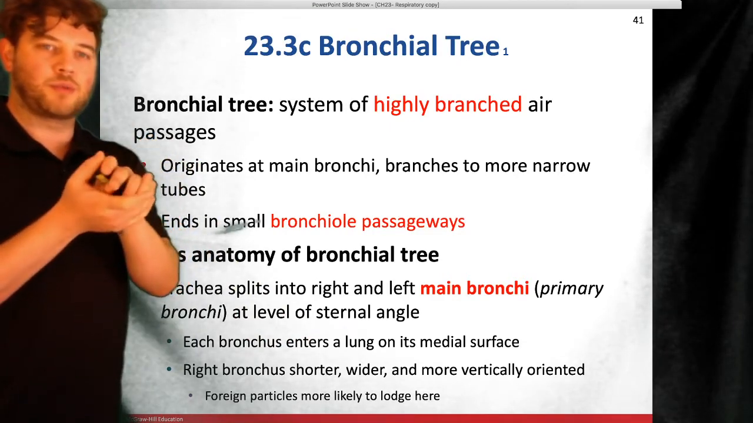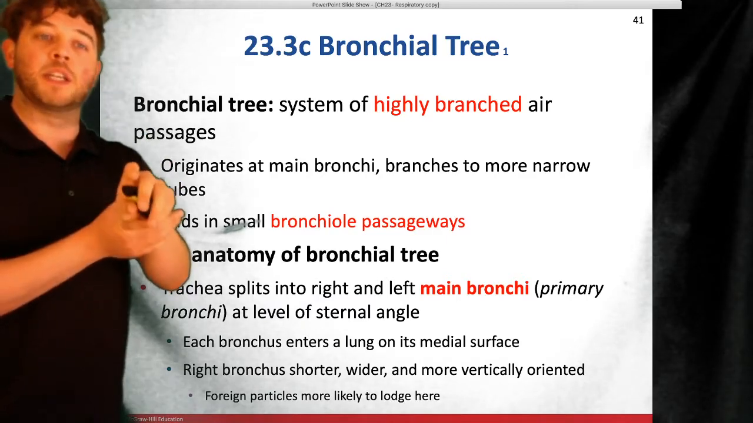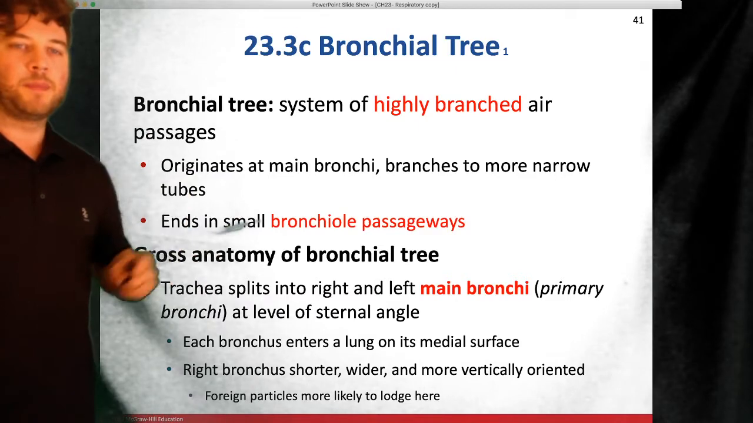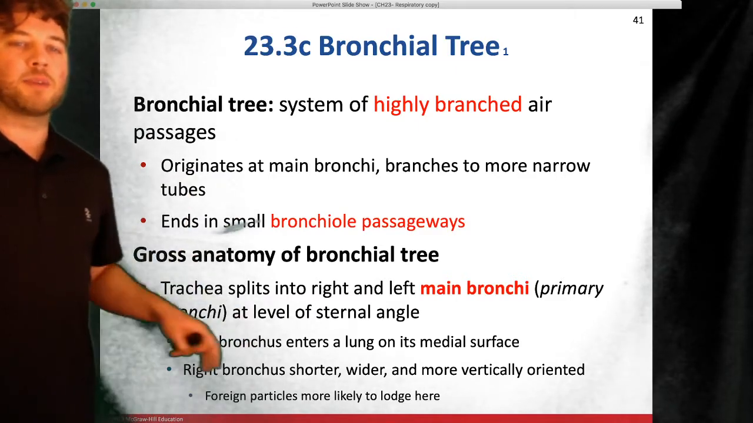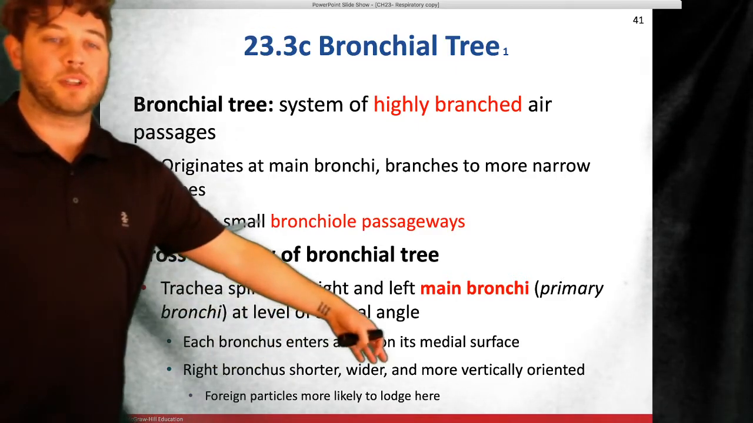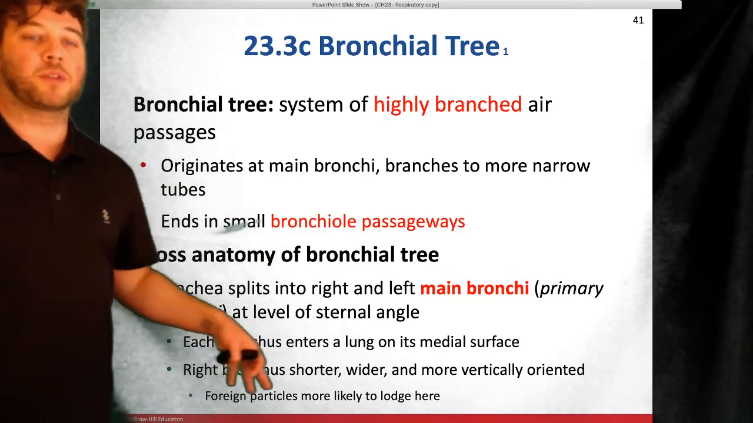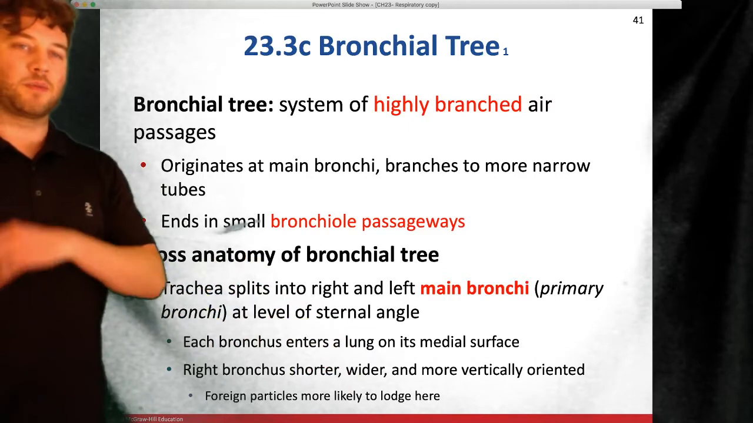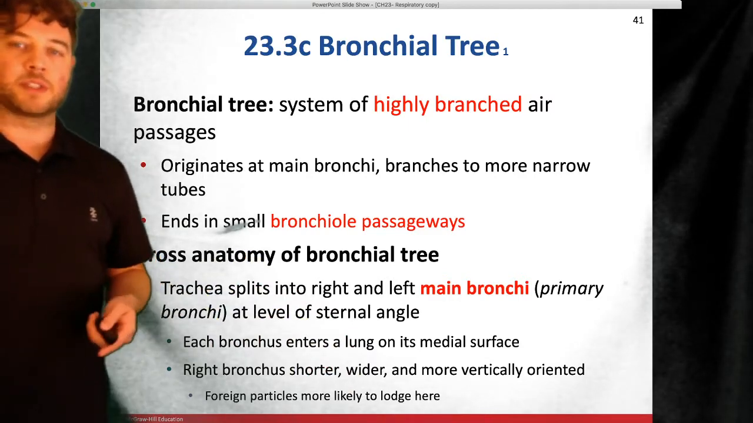that allows the bronchi to be continuous with the lungs, as opposed to letting them be exposed and split. Anyway, each bronchus enters the medial side. The right bronchus is shorter, wider, and more vertically oriented. So foreign particles are more likely to lodge on the right side, the right bronchus, and we'll see it's because the right side is structurally a little different.